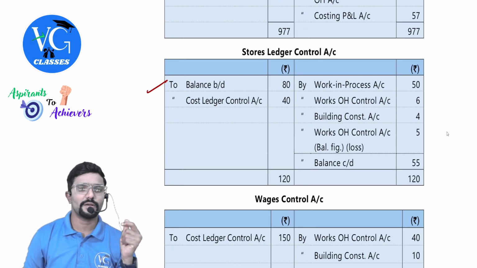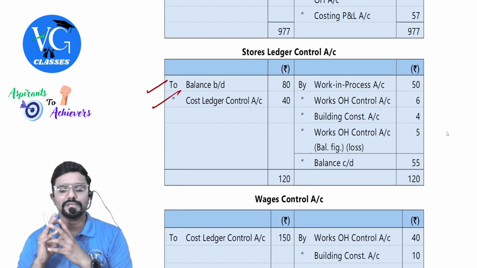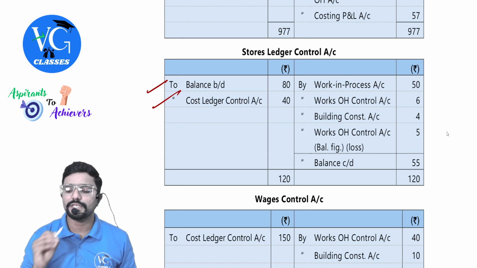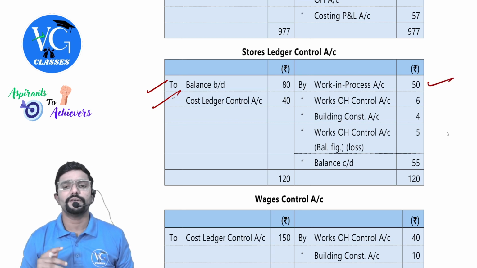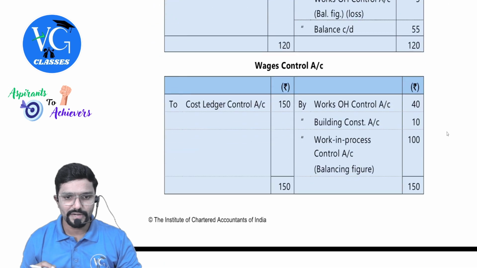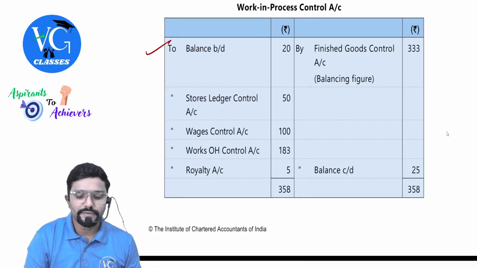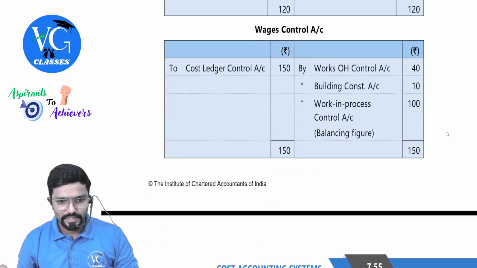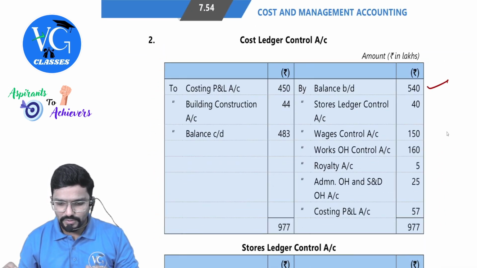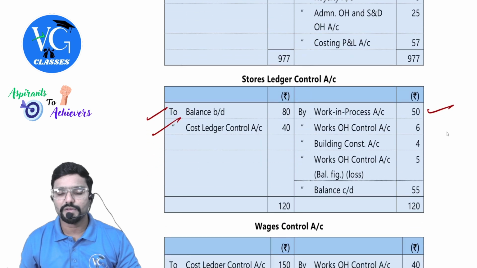Stores ledger. Come on, quickly. Sir, opening balance already 80 is there. We purchased 40. What is the entry? Stores ledger to cost ledger. Then for production, we are issuing 50. What is the entry? WIP to stores ledger. Then even in the cost ledger, we have to pass this entry of 40. That is for purchase. Yes, sir.